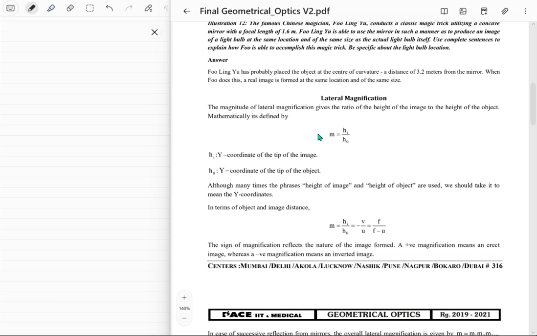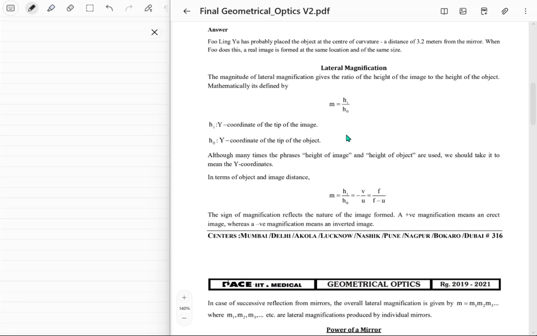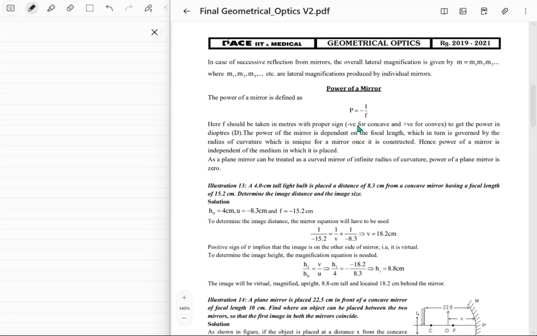Lateral magnification, just magnification. I think there's also the other magnification, which we don't talk about. Power of a mirror. For a lens, the power is n upon f, but for a mirror, it's defined to be negative 1 upon f, right? So it doesn't matter what refractive index surrounds the mirror, it's always going to be negative 1 upon f. I know it's inconsistent, right? But whatever, fine.